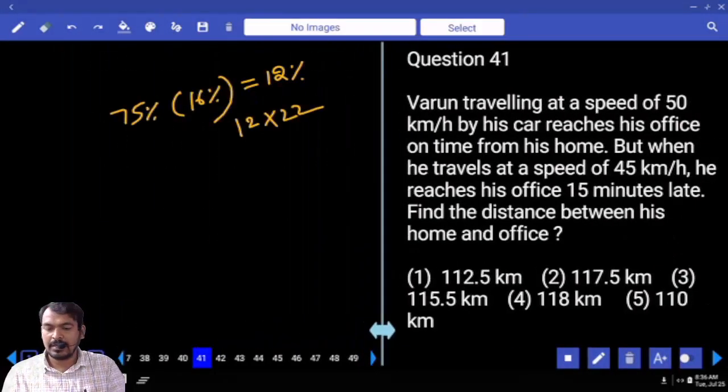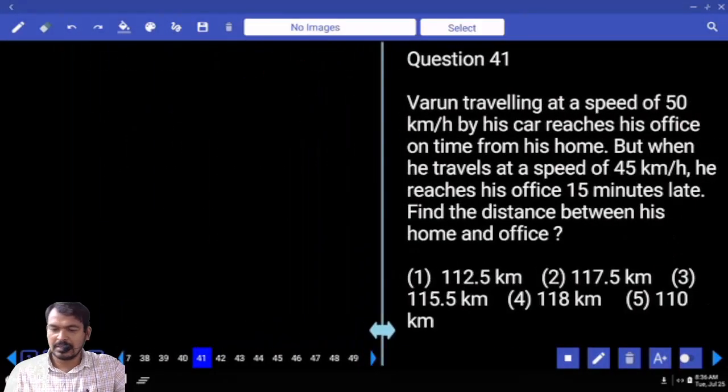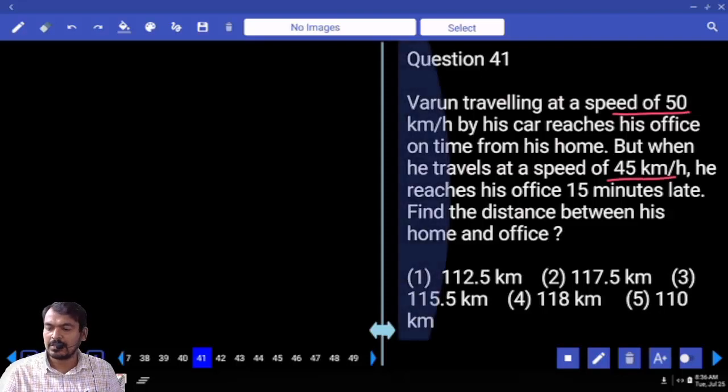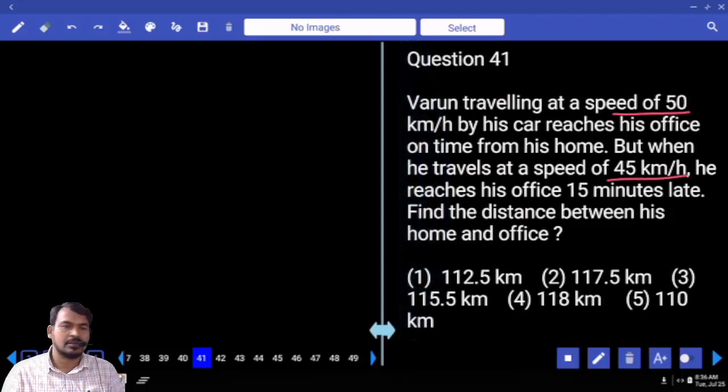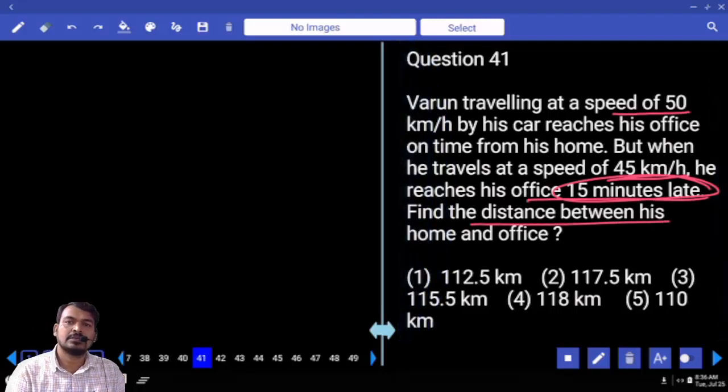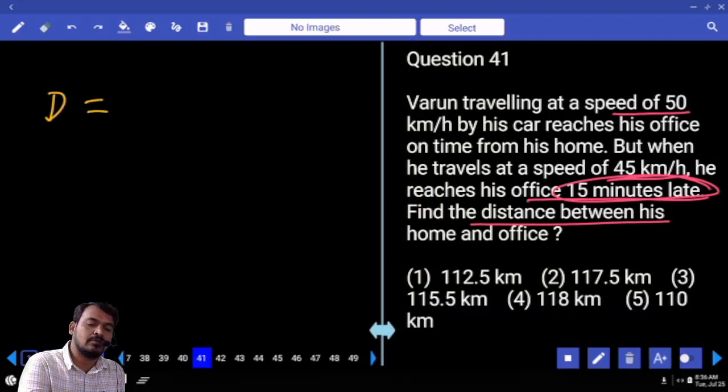Varun traveling at a speed of 50 km per hour by his car reaches his office on time. But when he travels at a speed of 45 km per hour, he reaches the office 15 minutes later. What is the one speed? 50. Another speed? 45. Means the speed is decreased, obviously time is increased. How many minutes are increased? 15 minutes. Compared to the original time, how much extra time is taken? 15 minutes. And what is the question here? Distance or time? Distance.